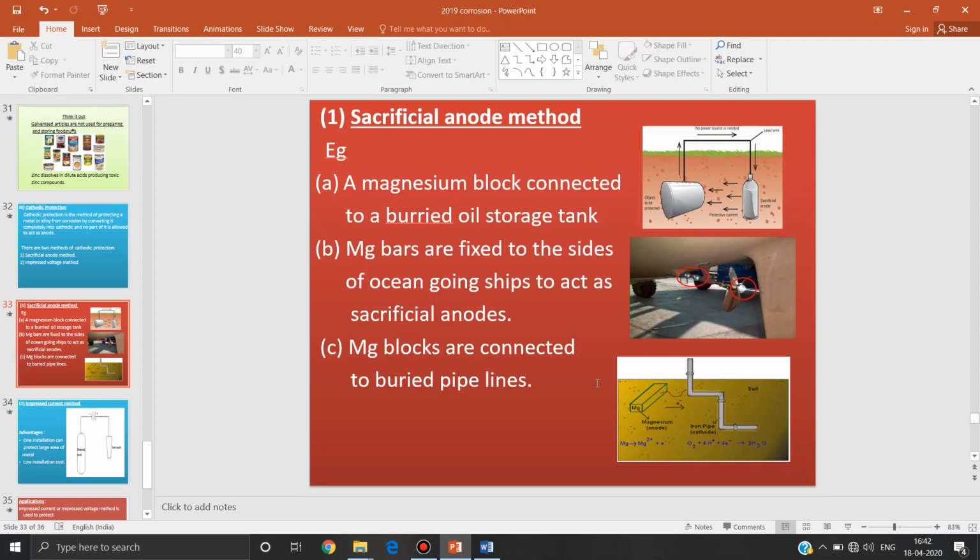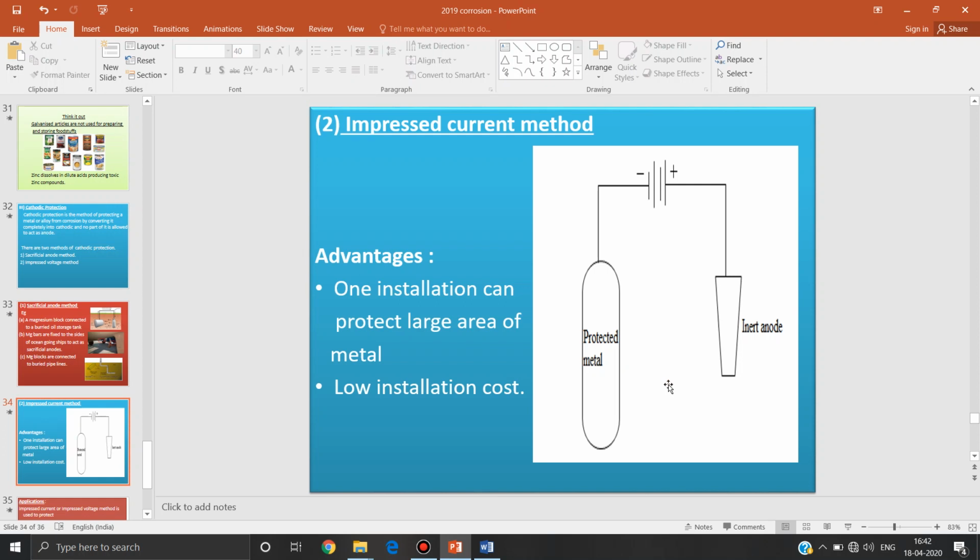The disadvantage of this sacrificial anode method is the removal of the exhausted anode. If a little part remains, it enhances the rate of corrosion. Otherwise, this method is very simple, easy to install, needs no power, and is low cost. These are the advantages of the sacrificial anode method.